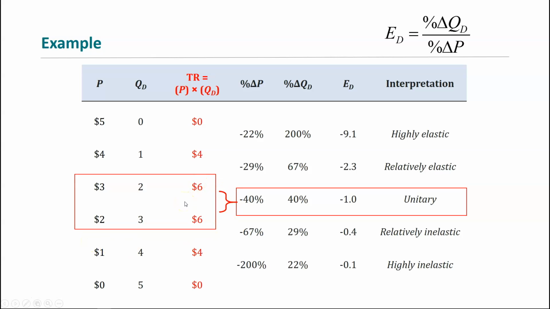Where you want to be is somewhere around that unitary elastic point. Unitary elastic is where the change in price and the change in quantity demanded are exactly the same in terms of percentages, right? It's not very likely that you'll hit that point in the real world. It's sort of a theoretical possibility. It's very hard to get to a point in reality where things are exact, but you always want to be aiming for that point where the change in price and change in quantity are the same percentage.